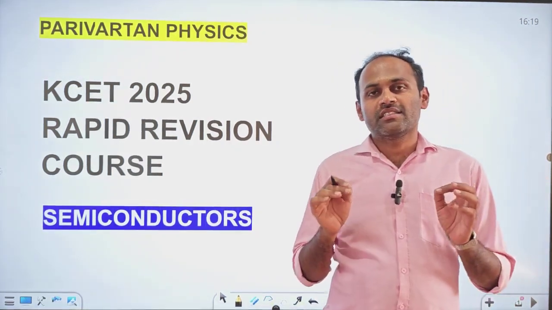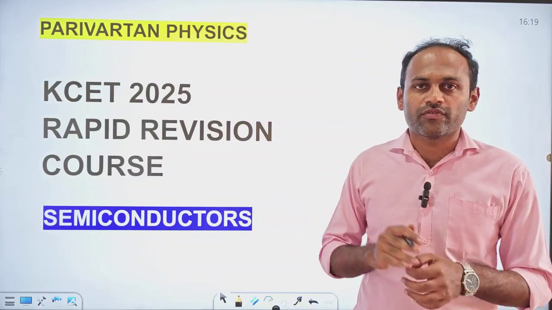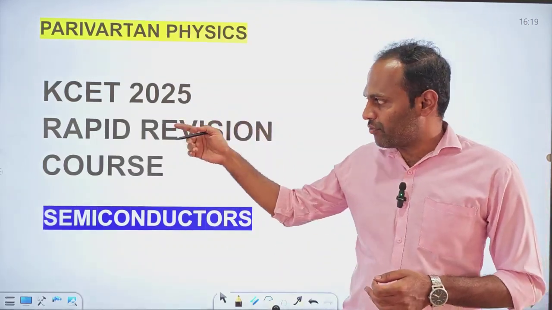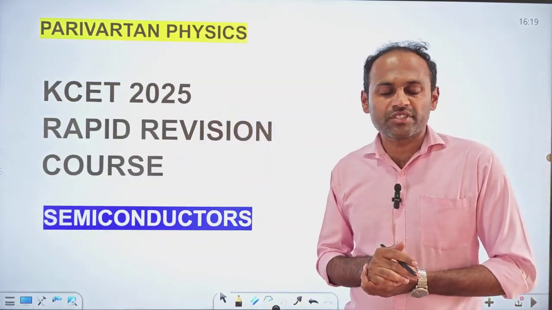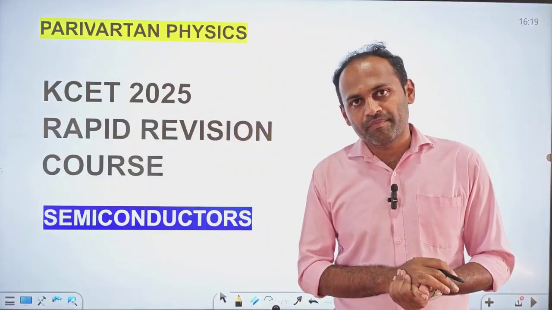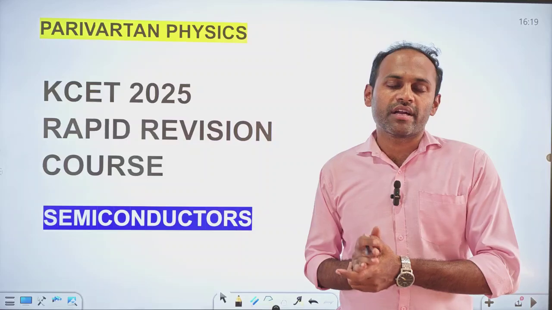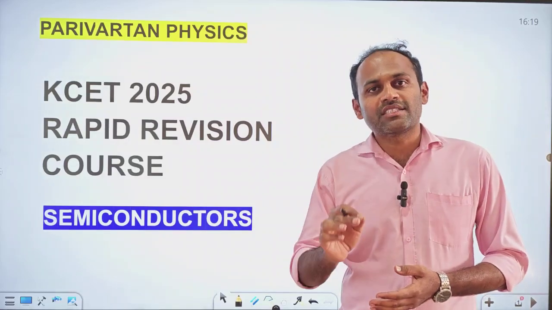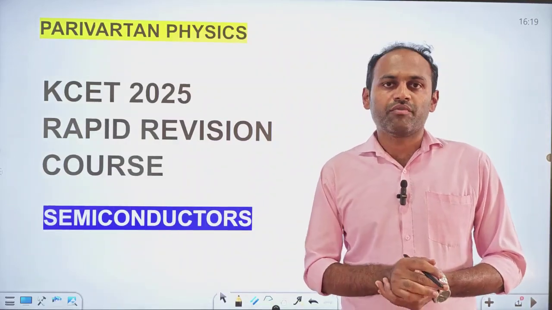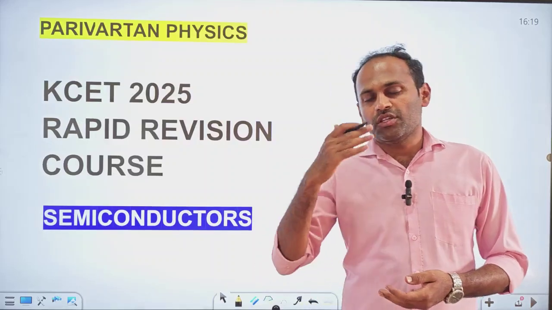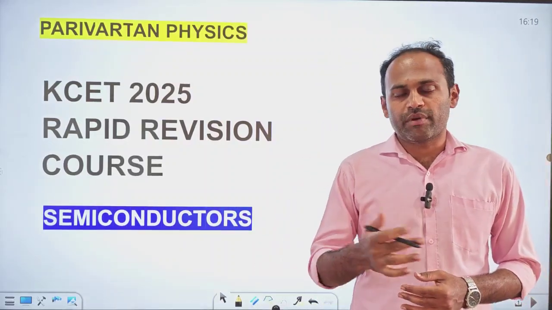See, we are in the series of videos and almost we are at the end of the series. That is, we are going through a course called the Rapid Revision course for KCET 2025. We have completed all the chapters from the first chapter up to nuclei. We have revised each chapter in one video, right? We have seen the concepts, the shortcuts as well as the formulas of each chapter, right?